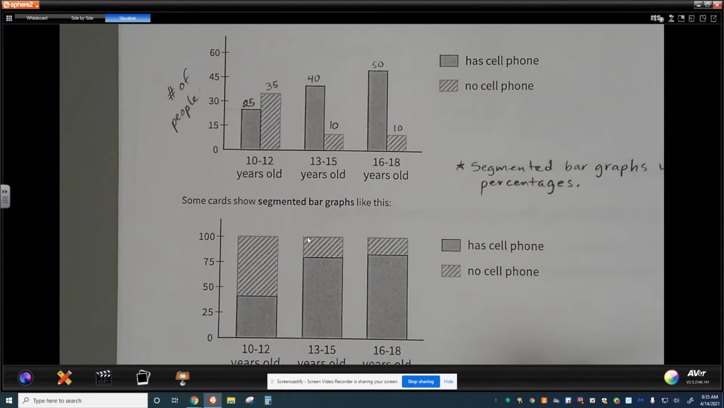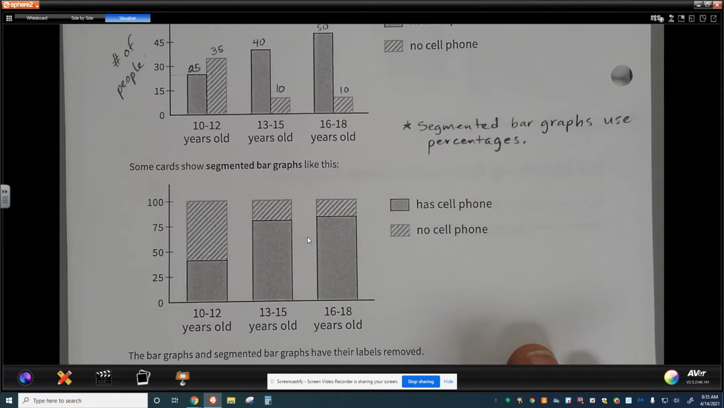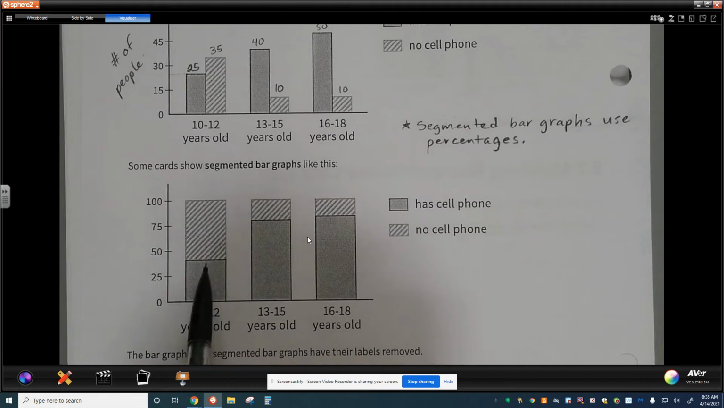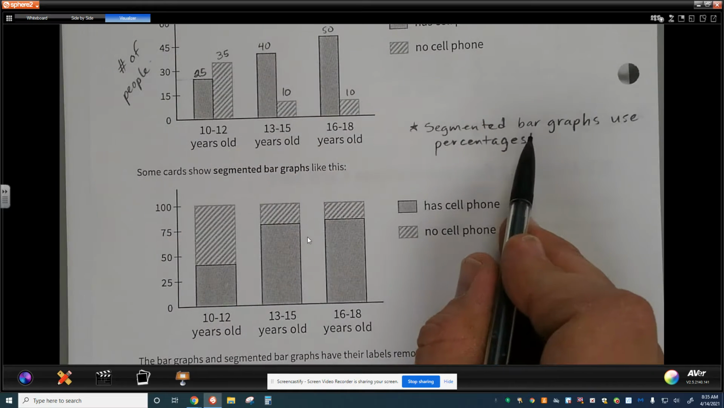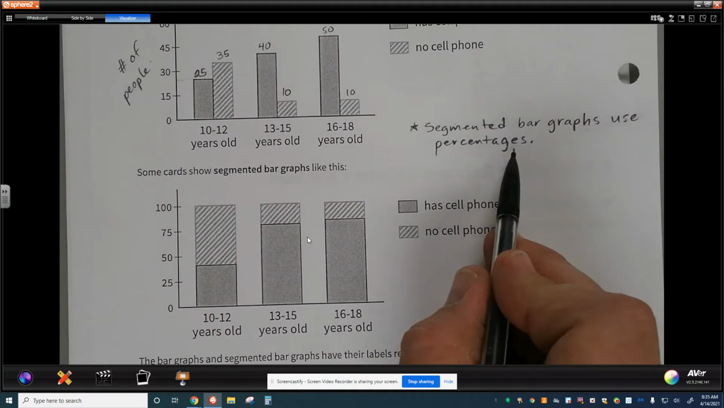When we look at the next one, we see something called a segmented bar graph. Segmented bar graphs, you'll notice that the two categories are stacked on top of each other. And the numbers here on the y-axis are different. What we recognize with the segmented bar graph is segmented bar graphs are measured using percentages.